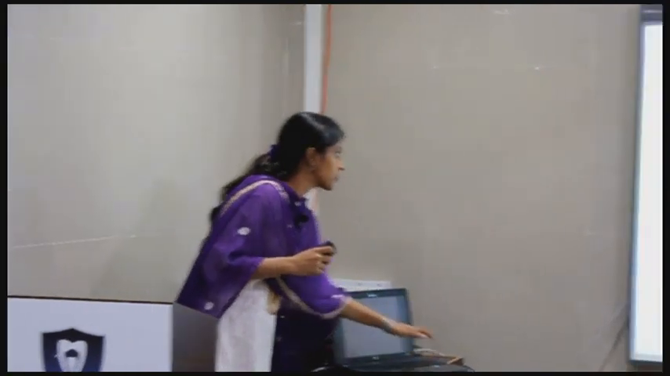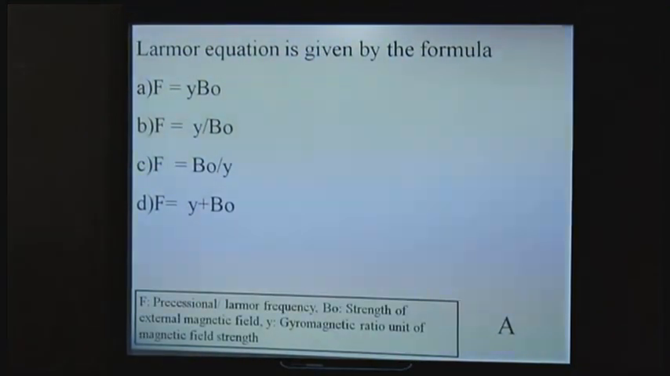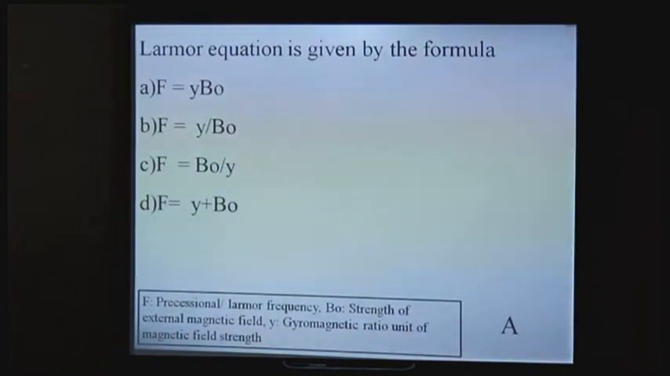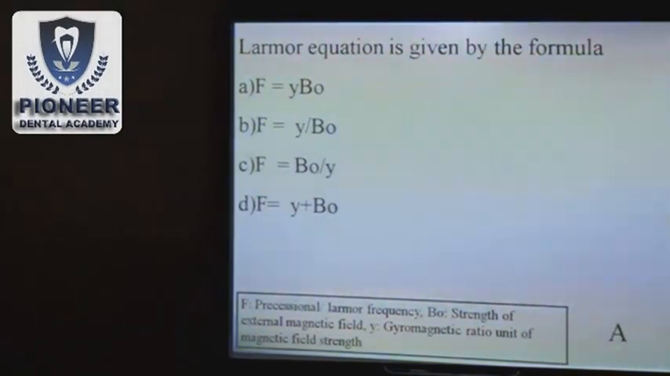And that frequency depends upon the formula F equals gamma B0. Gamma is your gyromagnetic ratio, the unit of magnetic field strength. The amount of magnetic field strength that you are applying externally, that is your gamma. And B0 is the strength of the external magnetic field. That is the ratio and that is the strength.